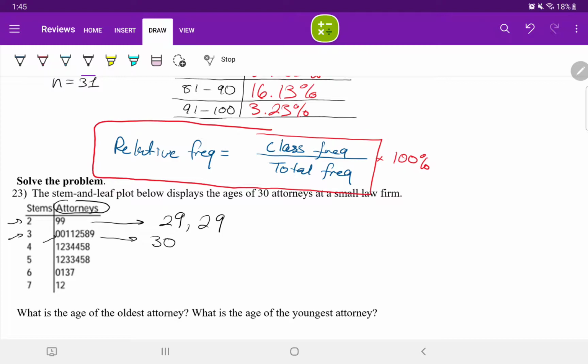That means we're going to look at the largest stem. That is going to be the value of 70. And then from the largest stem, we look at the largest leaf, which is going to be the value of 2. That means the age of the oldest attorney is 72 years old. The age of the youngest attorney will be the smallest stem, which is 2, and the smallest leaf, in this case, they're both 9s, so that's going to be 29. And that is it to number 23.